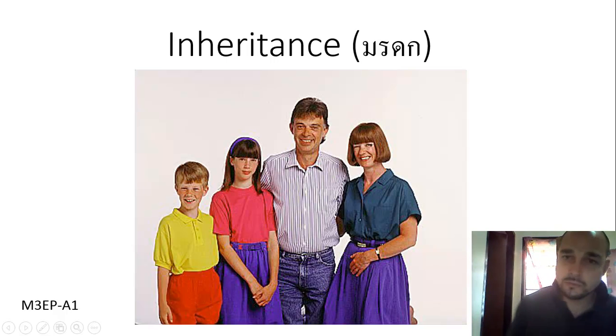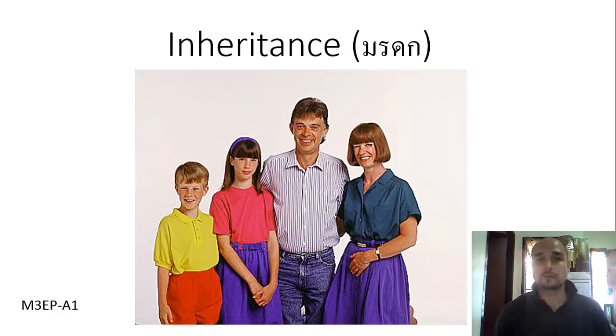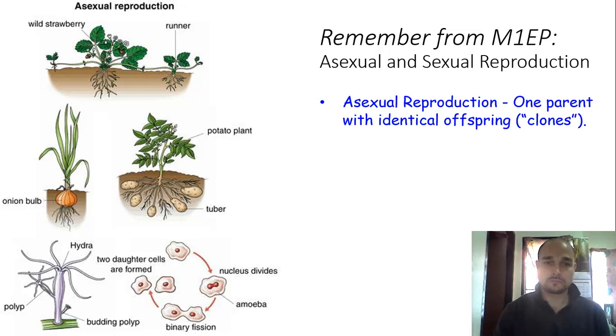Hello, this is an M3EP class on inheritance. The features that we get from our mother and father, or that are a result of our choices that we make in the environment. Remember from M1EP the difference between asexual and sexual reproduction.